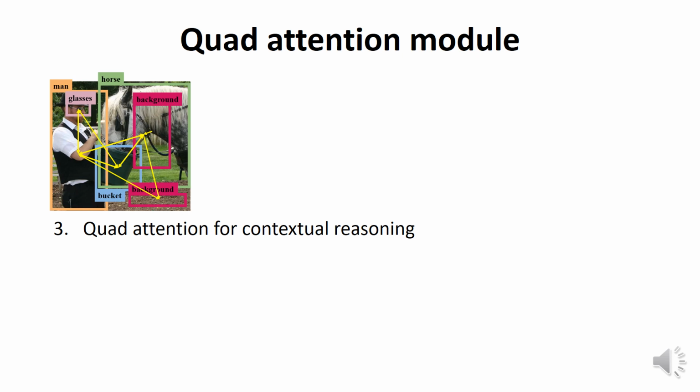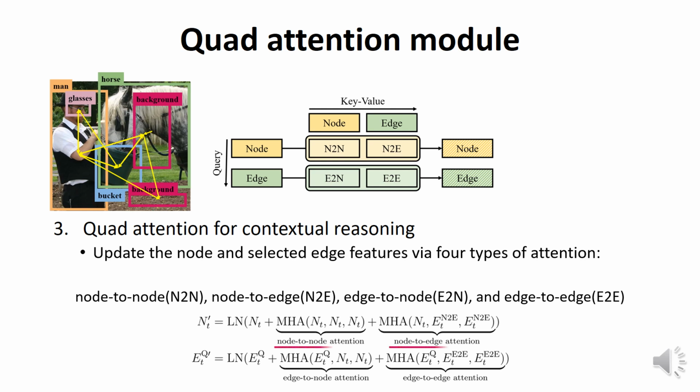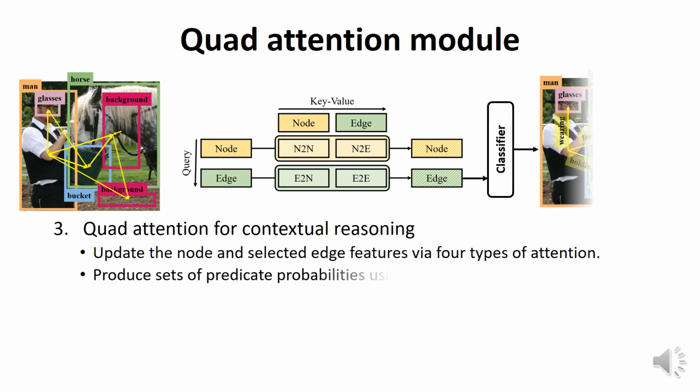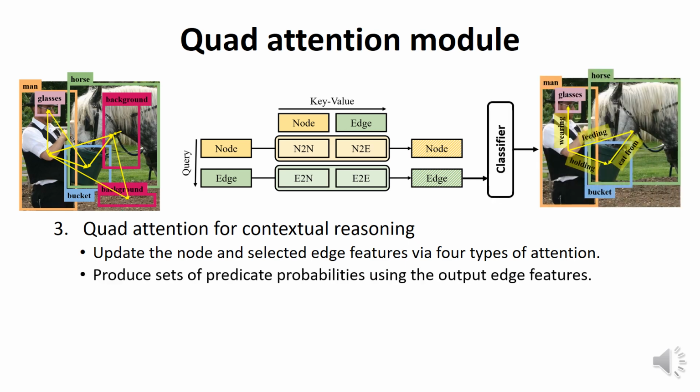Lastly, node features and selected edge features are passed into the quad attention module. In a quad attention layer, node features are updated via node-to-node attention and node-to-edge attention, while edge features are updated via edge-to-node attention and edge-to-edge attention. In the equation, E_Q, E_N2E and E_E2N are the selected edge features from 3 distinct edge selection modules respectively. After several quad attention layers, the updated edge features are passed into the classifier and the classifier produces sets of predicate probabilities. This is the overall structure of SQAT.